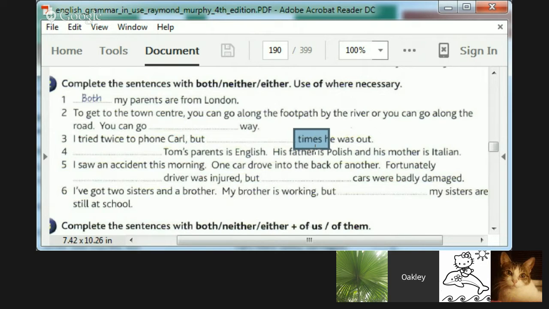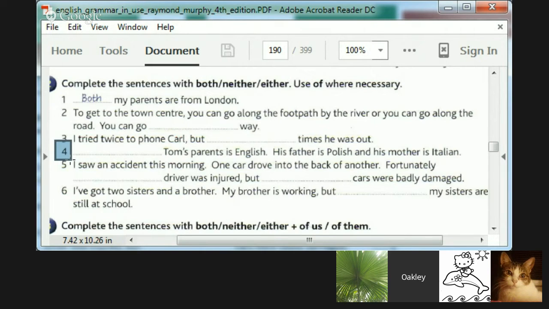2 times, okay? There's no choice, not one or the other. There's no choice. It's just talking about two of something. Two of something that are the same. There's no difference, no choice. So you use both.